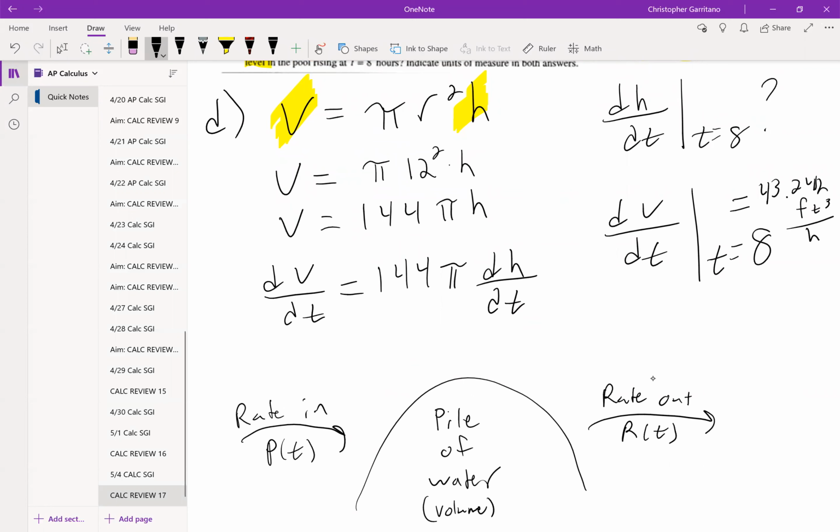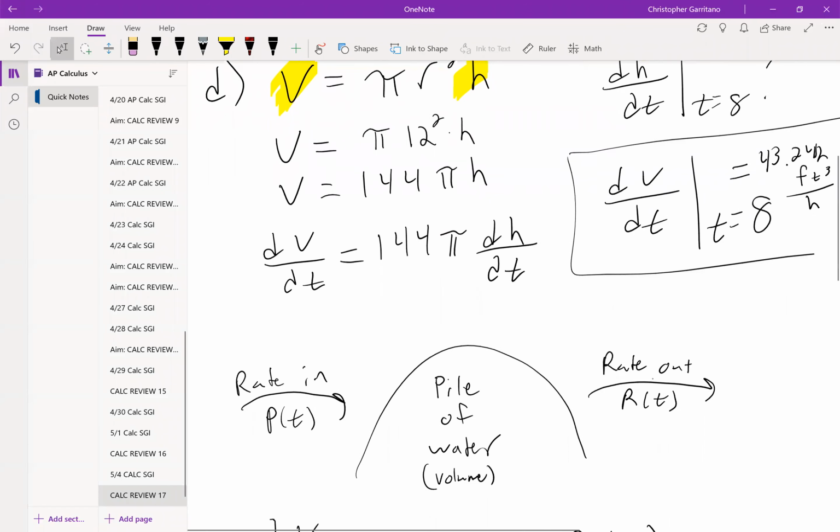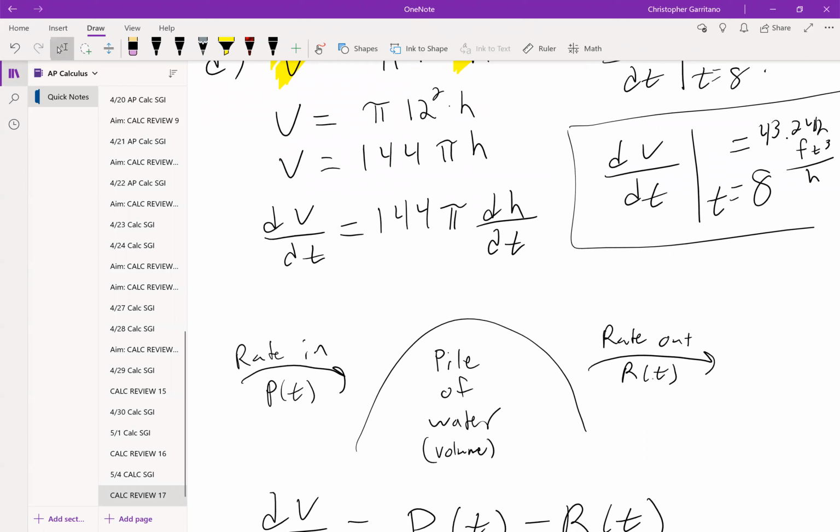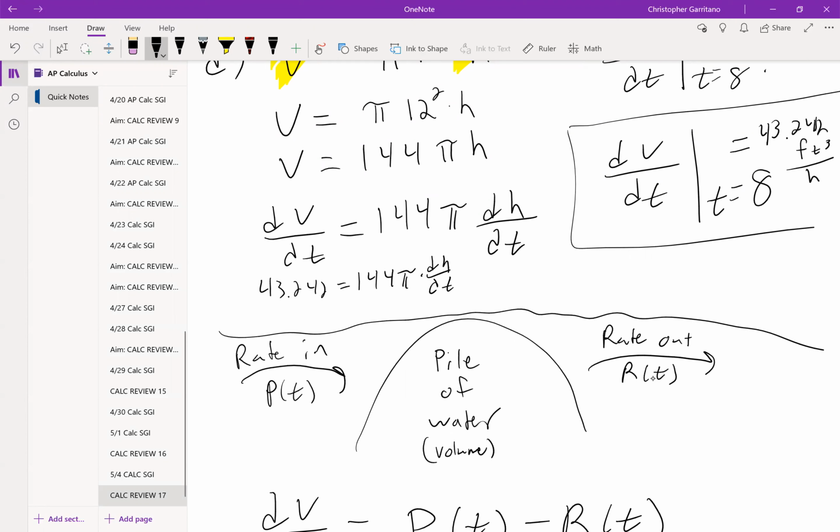Okay, so this would be your dV/dt final answer. And we're going to use that now in this equation over here. Of course, this is dV/dt at t equals 8. So we're going to use that here in this equation. 43.242 is equal to 144 pi times dH/dt. This is the second part of the problem that we're interested in.